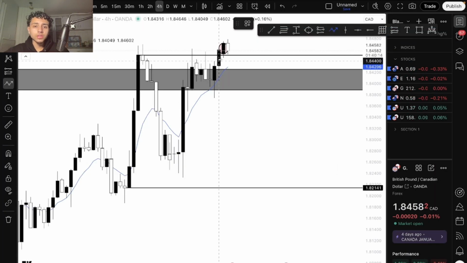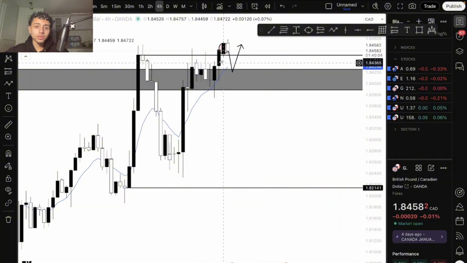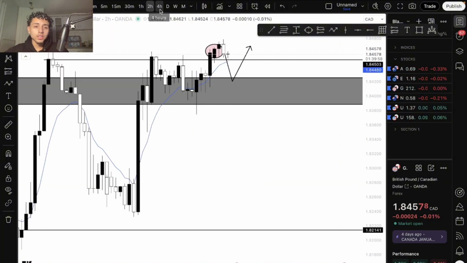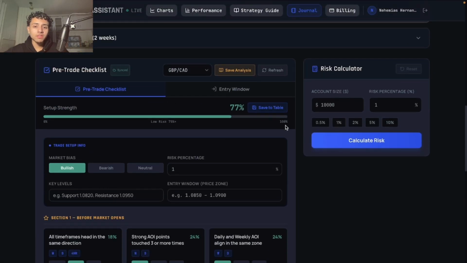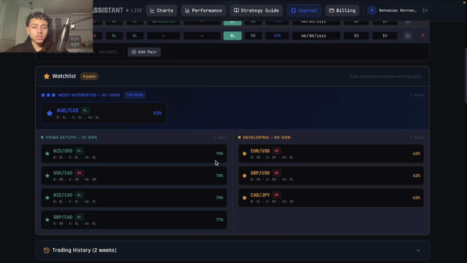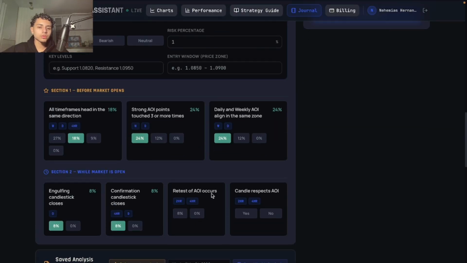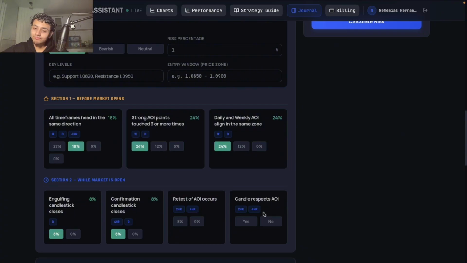What I'm currently looking for is for it to retrace to this area of interest, respect it, and then be able to get in. So for now, I'm going to wait for the 2-hour or the 4-hour to get into this area of interest, and let's see what happens. For the moment, this is 77%. Let's save to the table and save this analysis. Right now the watch list is no longer on the 60 through 69%, it is on the 70 through 89%. Once the retest of the area of interest occurs, this will be at 84%. But since it hasn't happened, we have to wait.